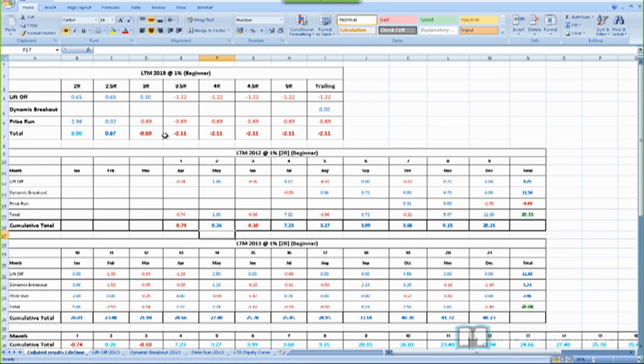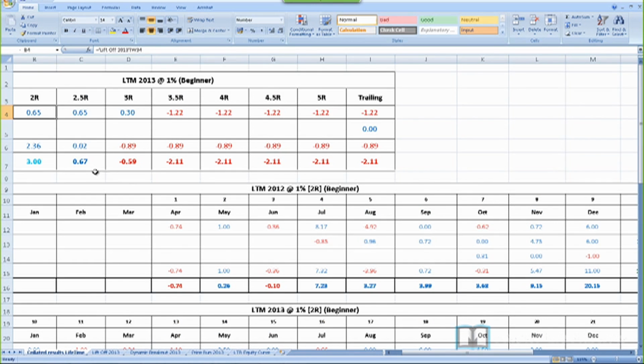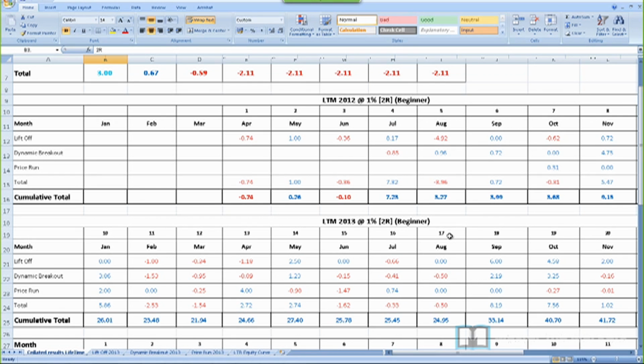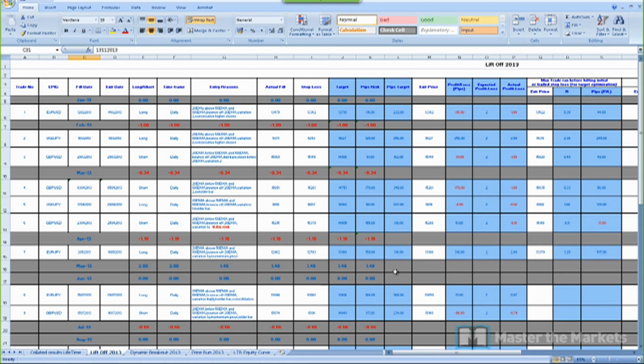That's giving us a strong overview of what's happened over the lifetime of the live trading room. So you can see the results are in there for that one, just there. You've got the LTM 2012 results and the LTM 2013 results, and these are the overview results, but the individual trades are all broken down by the actual trade itself, and you can see that those are all contained in this journal just here.